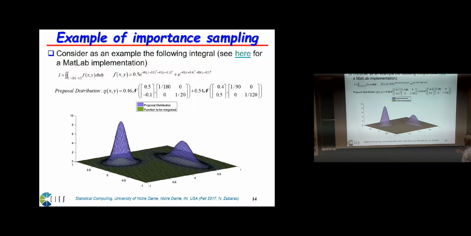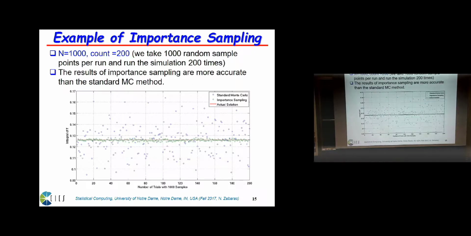Again, we want to compute the integral of this function f. What you see here is we take 1,000 samples in the Monte Carlo calculation. We repeat this several times. The exact integral is this red line, 0.127 or something like that. There is some variability with importance sampling, but what I want you to see is that when we do this with standard Monte Carlo, the results are all over the place with 1,000 samples.